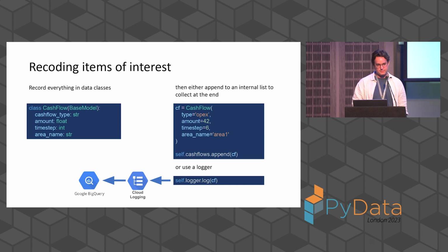Or perhaps a cleaner, more scalable way, you can use a logger. You just log whatever you want, and if this is a very large simulation and you're doing it in the cloud, you can use logging tools like Cloud Logger, which then dumps all of these logs into BigQuery, and then you can do the analysis and produce your pretty pictures after or even during the simulation.